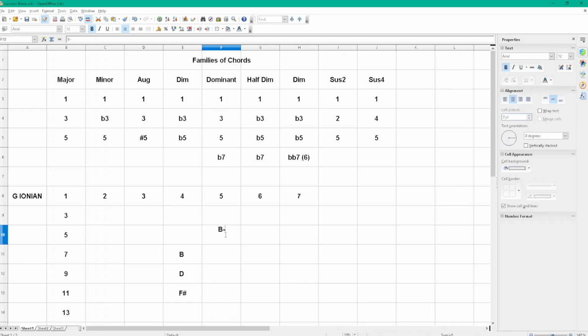If I add a G in the bass, now I have a slash chord. So it's B minor over G. That's the definition of it. And when I play B minor over G, I'm actually playing this. Hold on.